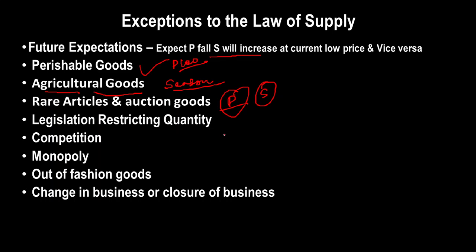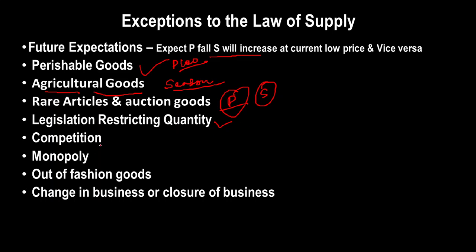Then legislation restricting quantity. There are many government laws because of which you cannot increase the supply. For example, a particular individual getting a particular amount of gas cylinders per month. Say the government has fixed that you will get that subsidized cylinder 12 only in a year, so you cannot get the subsidized one more than 12. So supply is restricted, though in the open market you can buy more.